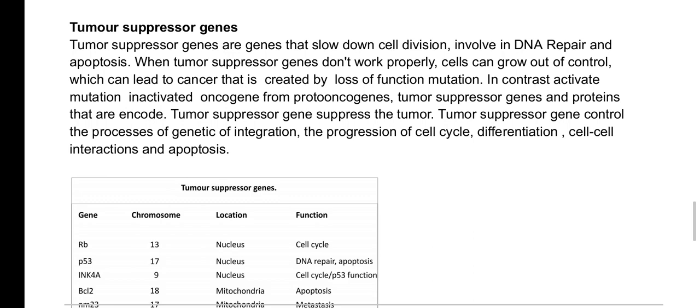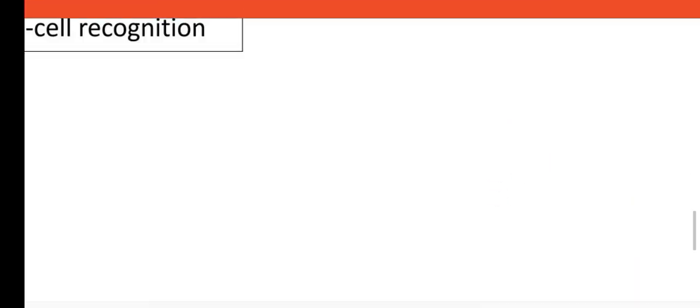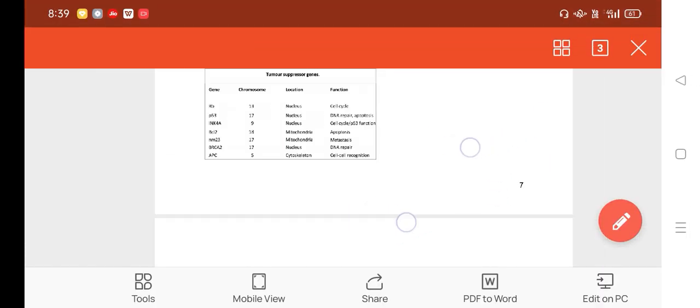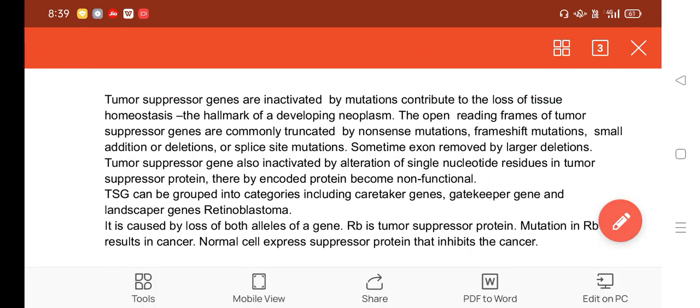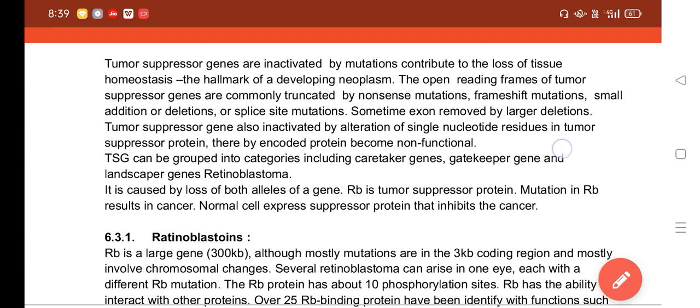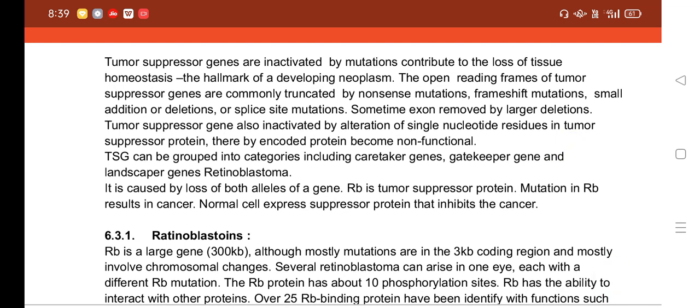Tumor suppressor genes encode proteins that suppress the tumor. Tumor suppressor genes control the processing of genetic information, the progression of the cell cycle, differentiation, cell interactions, and apoptosis. Tumor suppressor genes are inactivated by mutations, which contribute to the loss of tissue homeostasis, the hallmark of developing neoplasm.